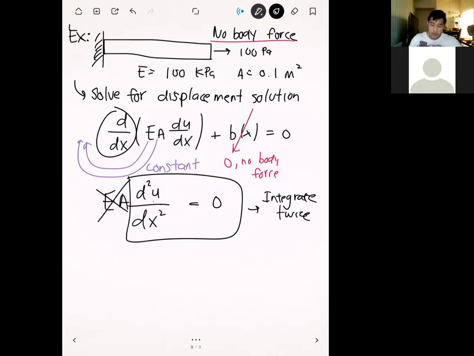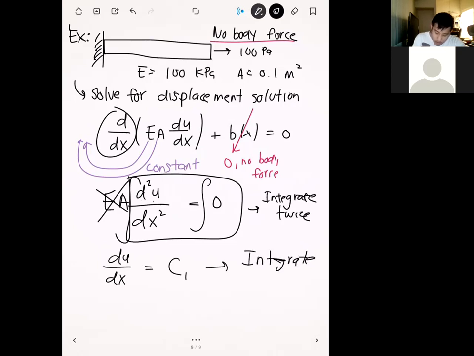Okay. And so let's integrate once. On the left-hand side, we're left with du dx. And so what's the integral of 0? Normally the integral of 0 is just 0, but since we're doing indefinite integrals here, we have to add a constant. Okay. And so this c1 right here is an arbitrary constant, just because we can't solve for it just yet. Okay. And so let's integrate this again.